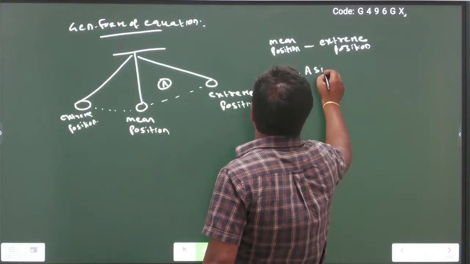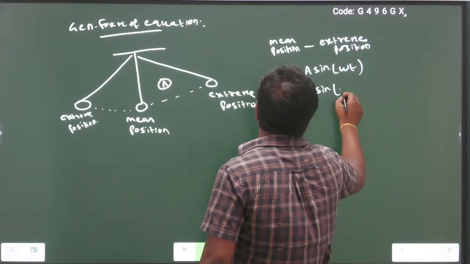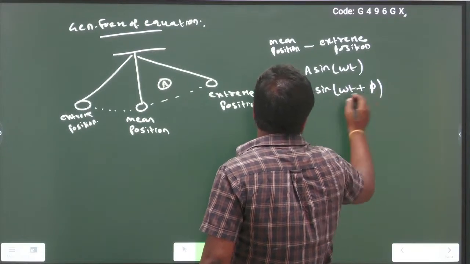Y is equal to A sin omega t, or A sin omega t plus phi. Let me explain the terms.